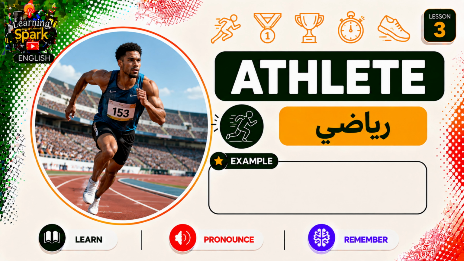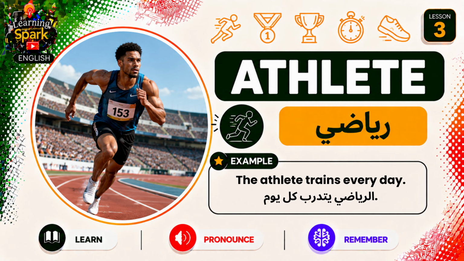Athlete. Example: the athlete trains every day. The athlete trains every day.